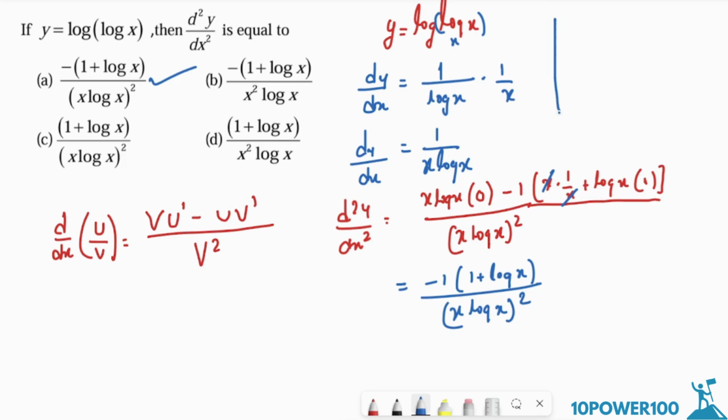Now, I want you to solve. I'll change the function. Y is equal to log of log x square. I want you to find d square y by dx square for this.